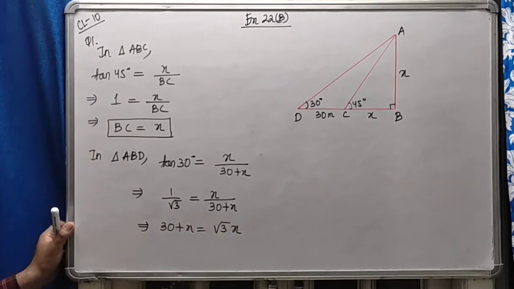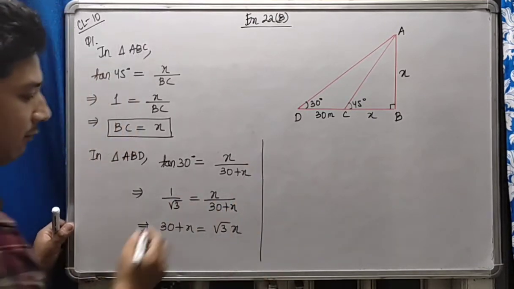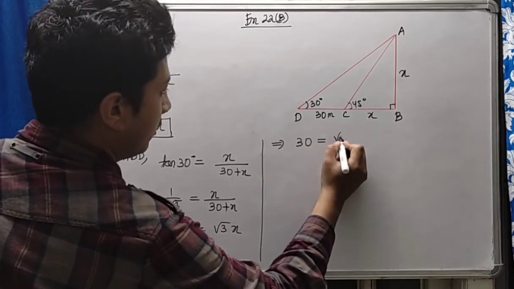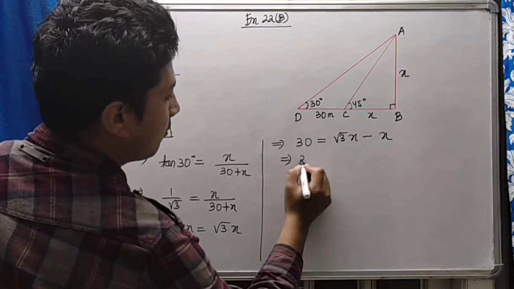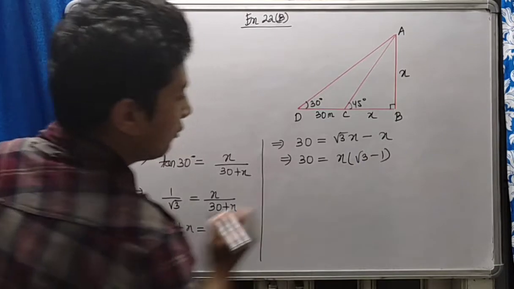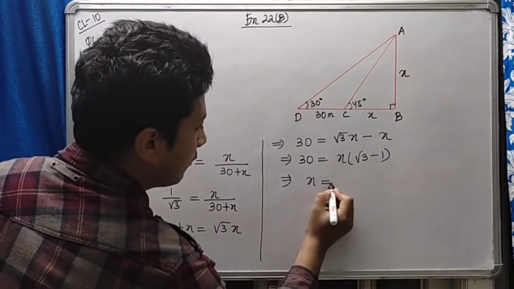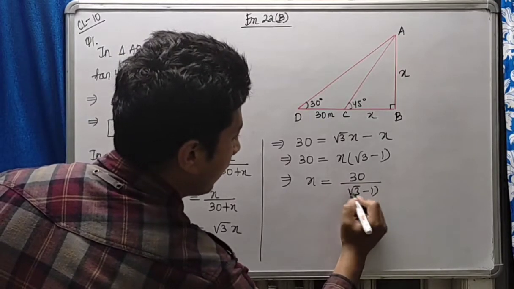What are we asked to find? We are asked to find the value of x. So we will keep x together. So 30 is equal to root 3 x minus x. Let's take x common. So 30 equals x into root 3 minus 1. Therefore x is equal to 30 divided by root 3 minus 1.